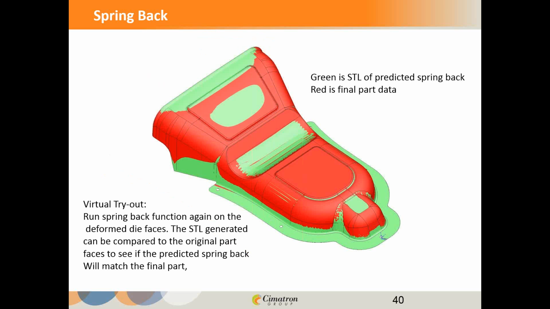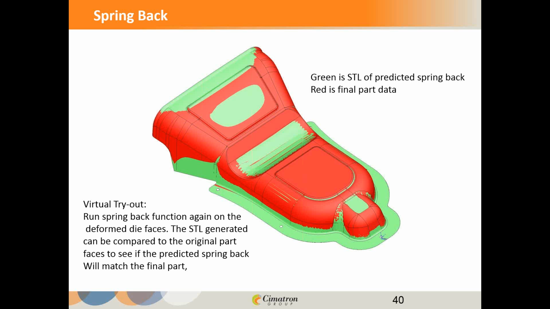Now at 80%, well, first let me explain this diagram, and then we'll follow this thought. You see in green, this is the part that's predicted with springback, and the red is the finished part data, the actual part data you got from the customer. We'll call this the virtual tryout. Now that I've deformed the die faces, I'll run the springback again using those deformed faces to see if, when the part springs back, it's going to spring back to where it should be. It's going to spring back to what the finished part should look like.